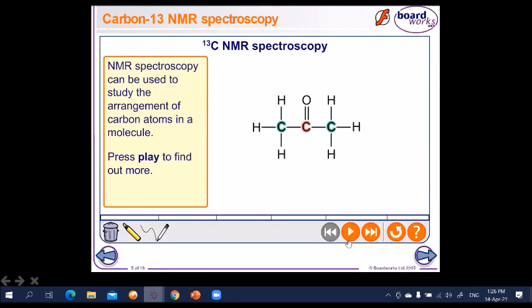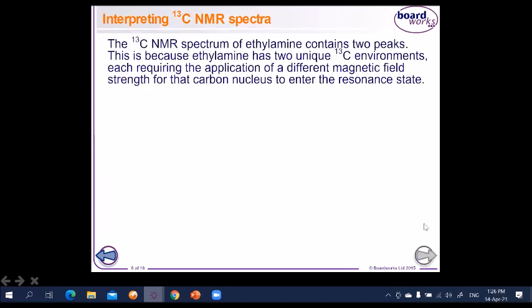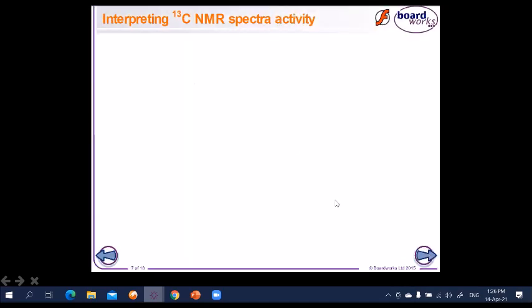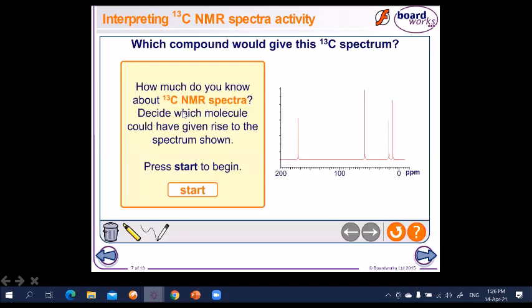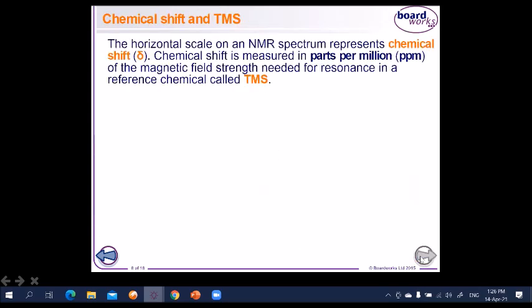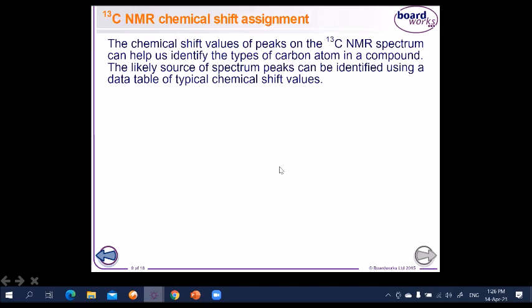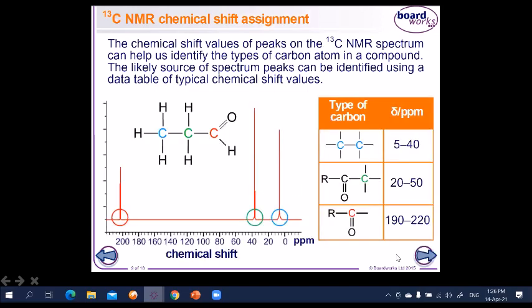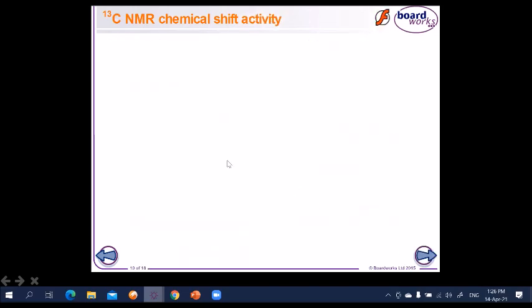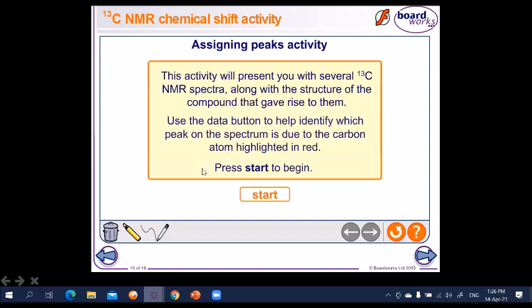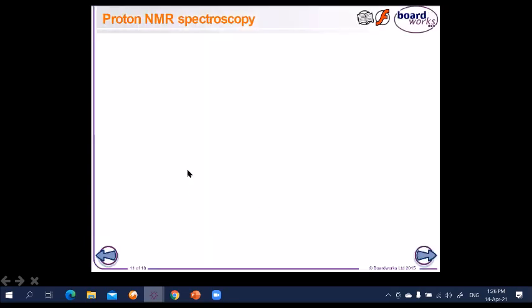This is all about the carbon. I'm going to skip over to the stuff about hydrogen. Just a second. We will get to that a little bit later. I'll come back to this. Let me get to hydrogen, TMS. Sorry.